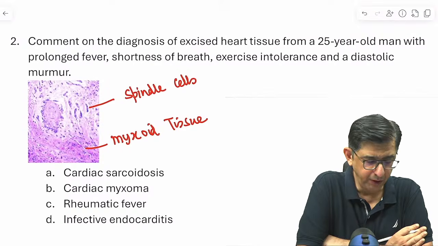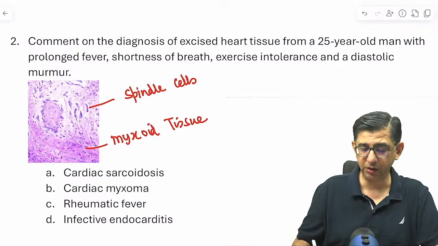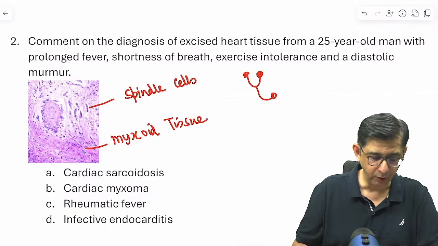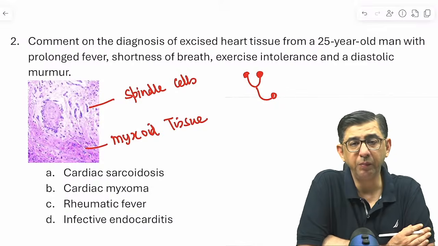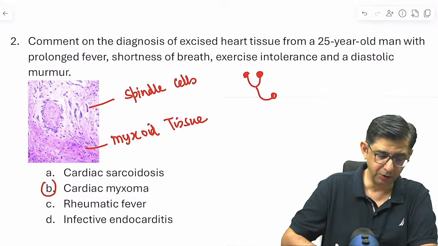So you can also comment in the chat box. Yeah, in fact, somebody has already done. Can you comment on the auscultatory finding in this condition, please? Apart from obviously a murmur that would be coming. The main auscultatory finding that would be coming up in a patient with atrial myxoma. The correct answer for this question is option number B.